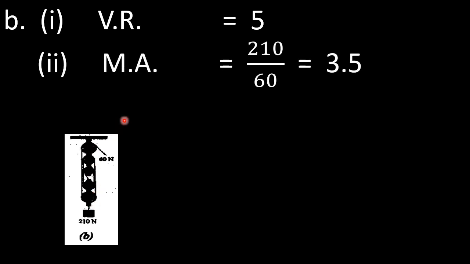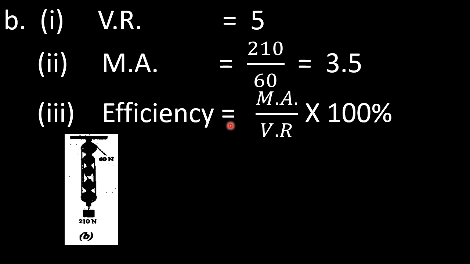While mechanical advantage is calculated from the formula once again, mechanical advantage is load divided by effort. So in this case, our load is 210 and the effort is 60 newtons. Both of them are newtons. So you divide the load by effort, it will give you 3.5 without units.